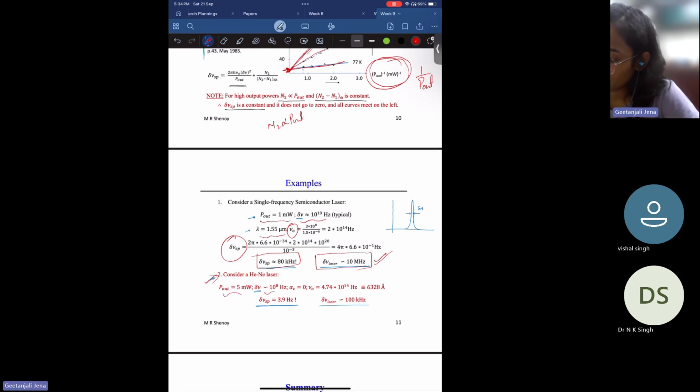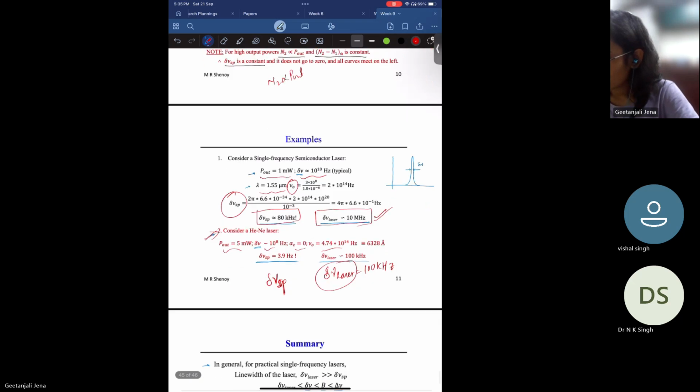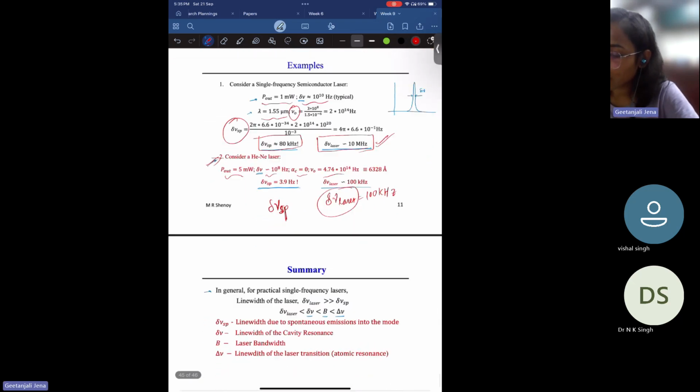So if you calculate using these values, then you can see the delta nu SP, the broadening due to the spontaneous emission is delta nu SP, and this is the broadening we have seen in the laser final system, which is 100 kilohertz. So you can see this is much greater than the line width due to the spontaneous emission. So this covers up what we have seen in the week 9 content.